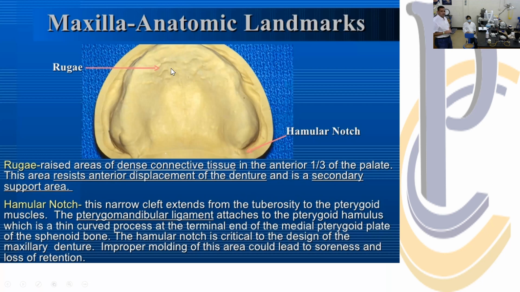This is the ruby area. This is the hamular notch. The hamular notch is the extension of our denture. The denture should not extend over this. And the ruby area is a good support for the denture. The denture can be here, okay?